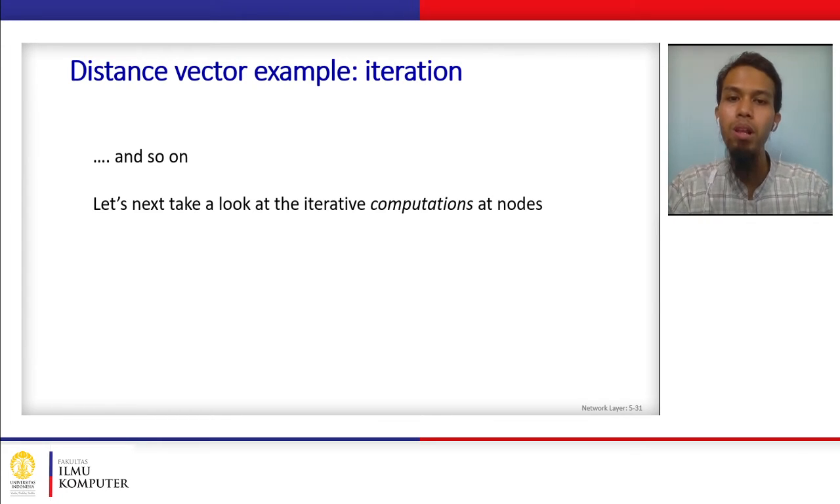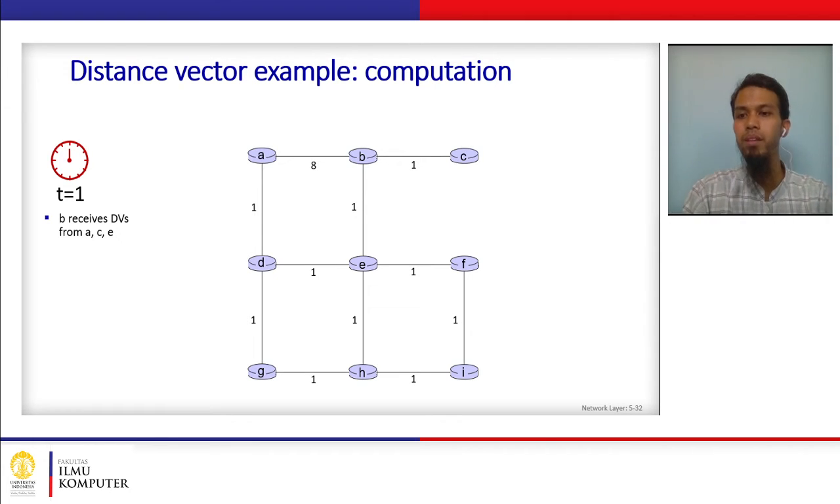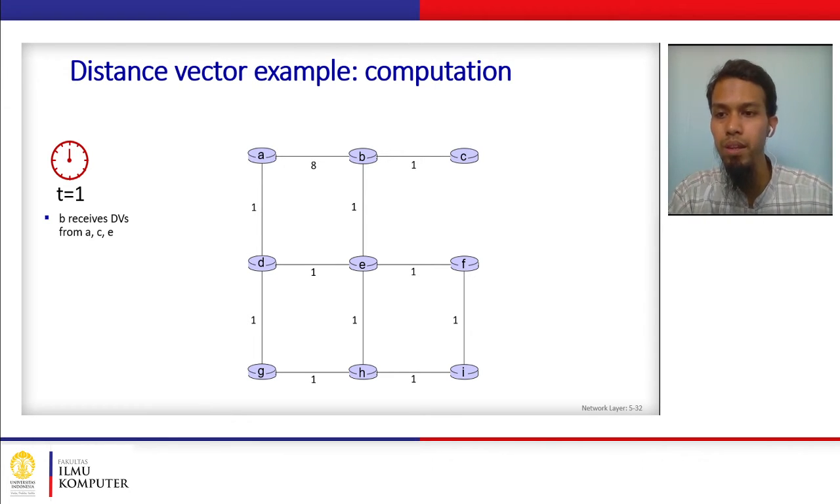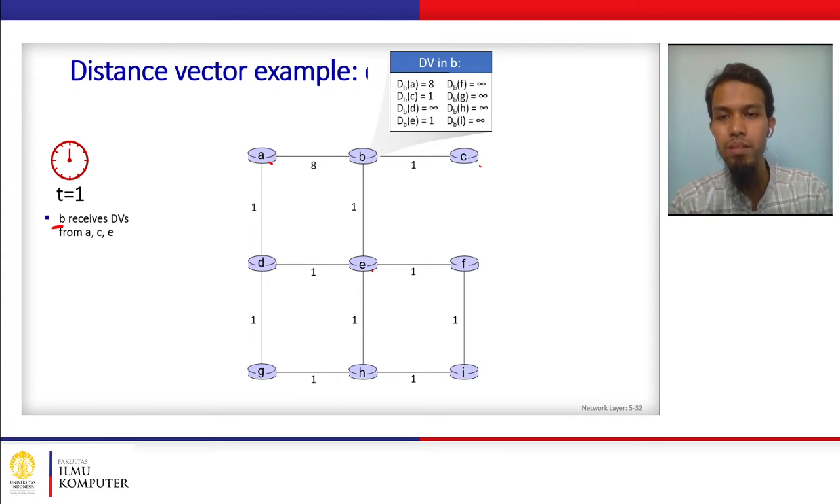Now let's have a look at the details in each and every iteration. Let's take a look at node B. B receives distance vectors from A, C, and E because they are the neighbors of B. Initially, B has distance vector entries only for A, C, and E: from B to A equals 8, from B to C equals 1, and from B to E equals 1. We don't count B to itself.